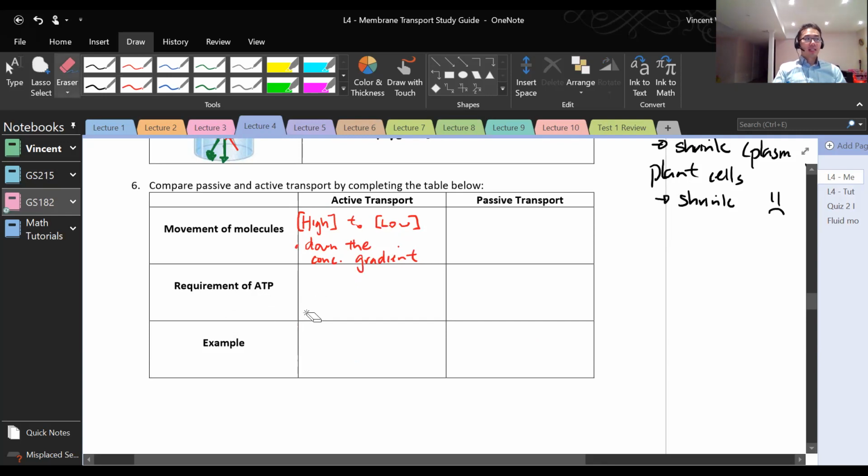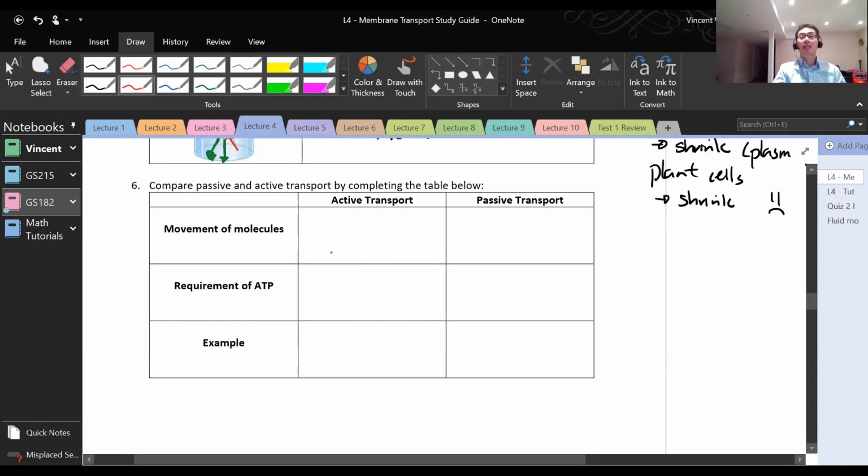Does it require ATP? Nope. Okay, does not require. Oh, sorry. I am going backwards here. Sorry, my mind was wandering away. It should be the other way around. Okay, sorry. Let's start again.